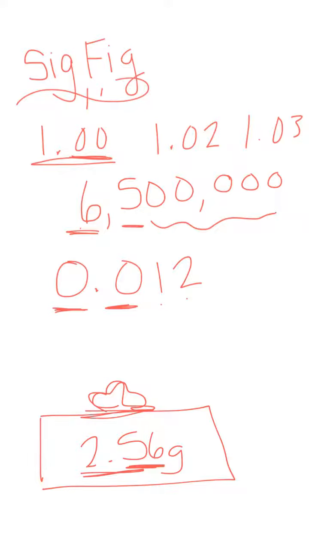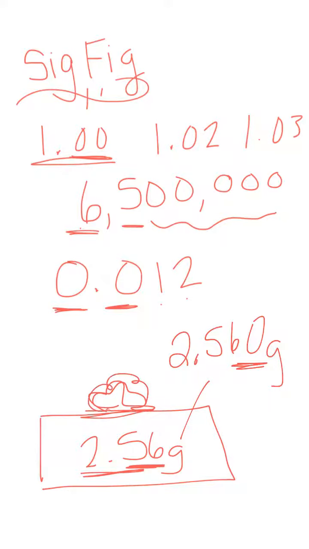Now, if you put it on the scale and your scale says that it weighs 2.560 grams, that zero is significant. That means that our chemical compound right here was measured to that decimal place. For our chemistry students, you're oftentimes going to be given a number and have to determine how many digits inside of the number are significant.